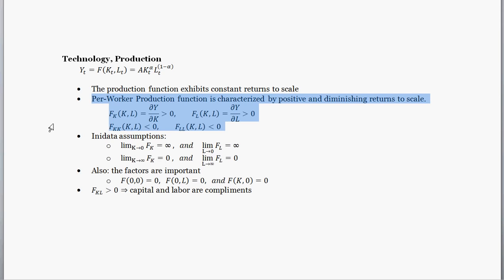We also need to characterize the shape of our production function. So we assume that the per worker production function is characterized by positive and diminishing returns to scale. By positive returns, this means that if we increase capital or we increase labor, then we're going to increase production. No matter what, output's always going to go up if we increase either or both of those factors. But diminishing returns implies that as you increase capital, output's going up, but it's going up at a decreasing rate.